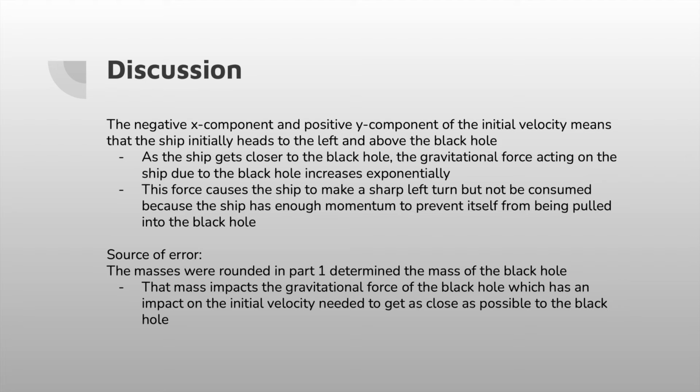As the ship gets closer to the black hole, the gravitational force acting on the ship due to the black hole increases exponentially. This force causes the ship to make a sharp left turn, but not be consumed because the ship has enough momentum to prevent itself from being pulled into the black hole. A possible source of error is that the masses that were rounded in Part 1 determine the mass of the black hole, and that mass impacts the gravitational force of the black hole, which has an impact on the initial velocity needed to get as close as possible to the black hole.